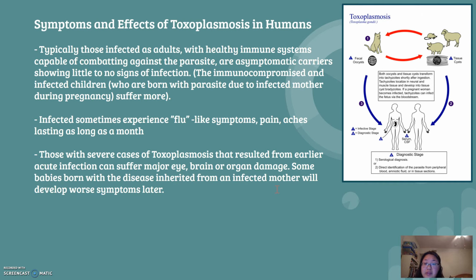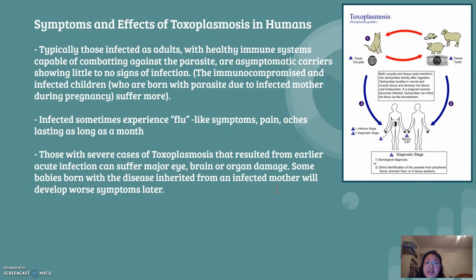actual toxoplasmosis disease. So all infected, even healthy adults with healthy immune systems, can sometimes still experience flu-like symptoms, including aches and pains throughout the body, fever, vomiting, just feeling sick. And this can last anything from a week to a month, so a few weeks. But they typically will go away.